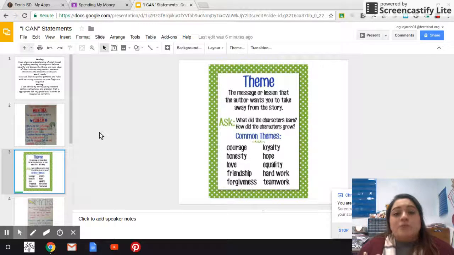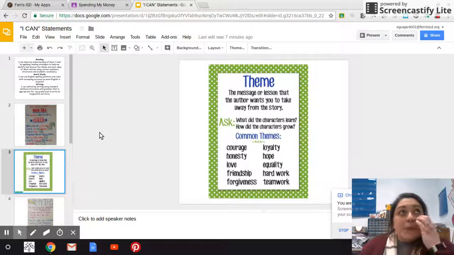And that's what some of these, today we're talking about folk tales. Myths and folk tales have some kind of lesson to them. It may be something about their culture, something about their religion. So that's something that we need to be looking for when theme comes up. Some of the common themes in folktales and myths are courage, honesty, love, friendship, forgiveness, loyalty, hope, equality.